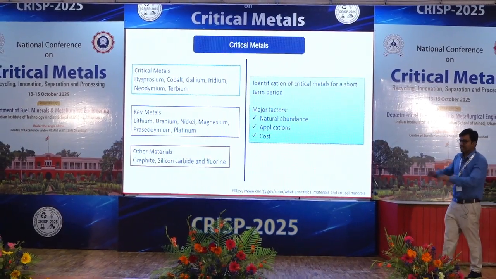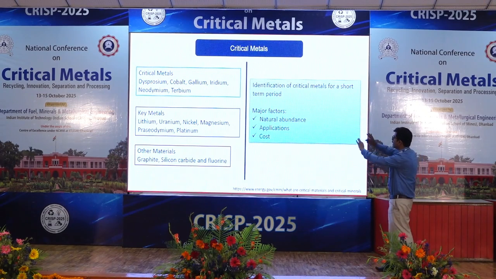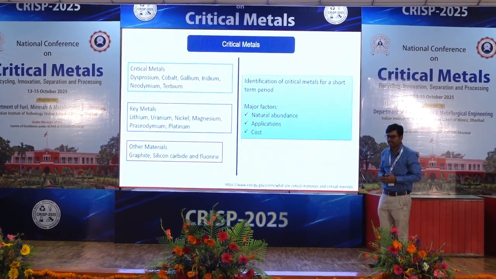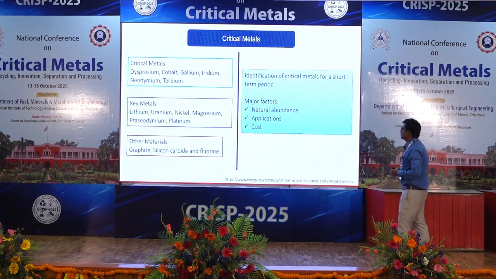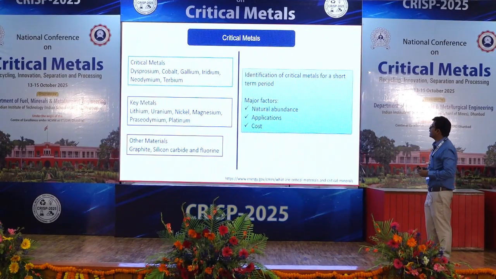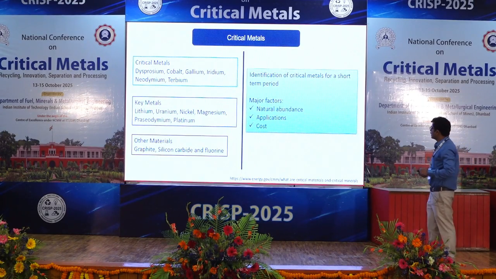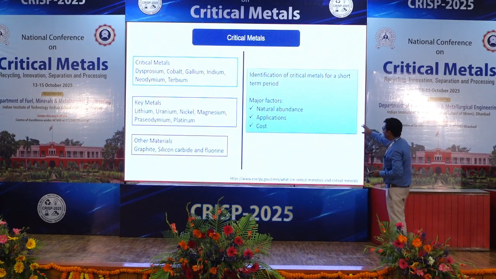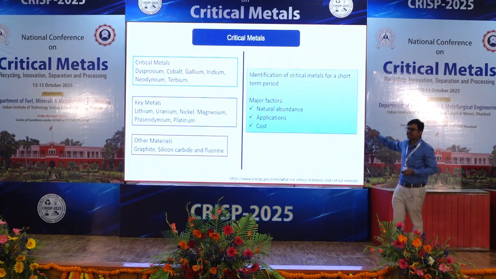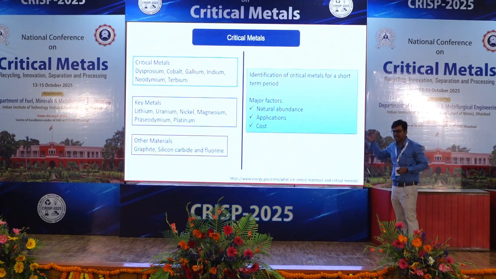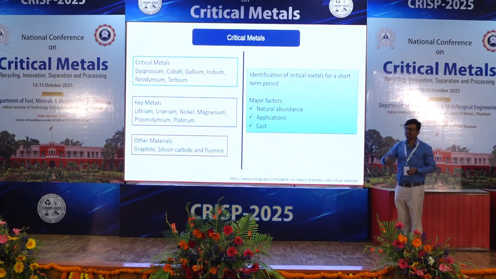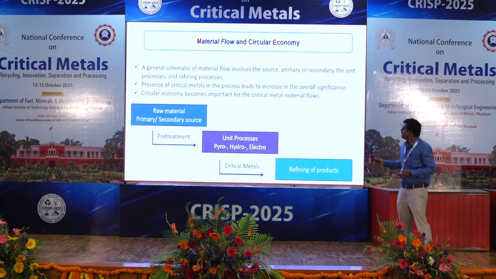Now, critical metals. This type of slide has been discussed so many times. We have Dy, Co, Ga, Ir, Nd, Tb, and so many different metals based on different types of criticalities. And the factors that usually make them critical are the natural abundance, the applications, and the cost. This has already been discussed.